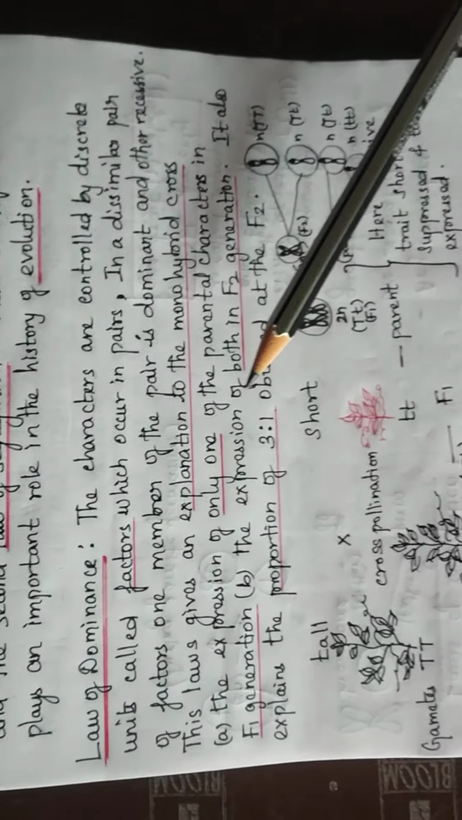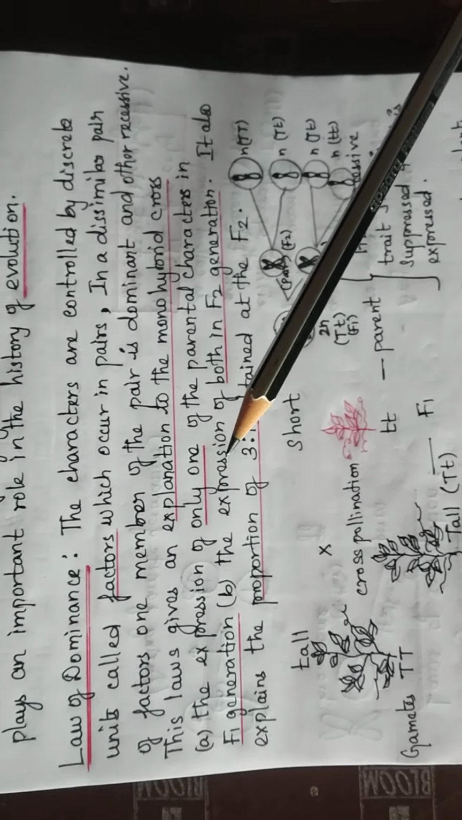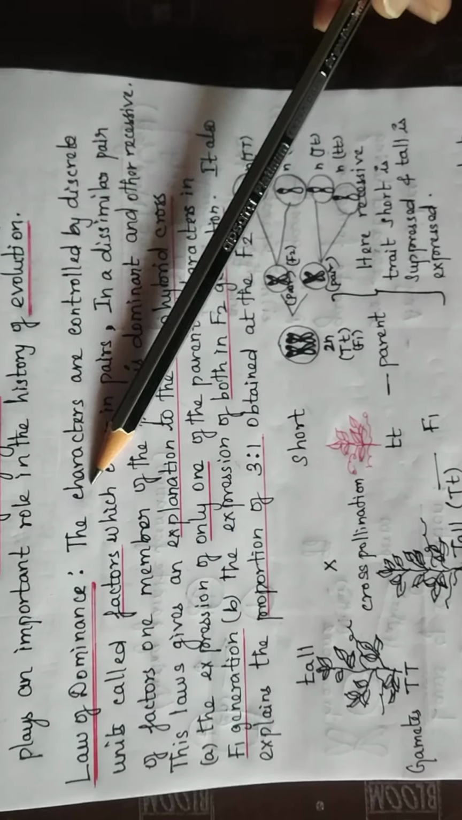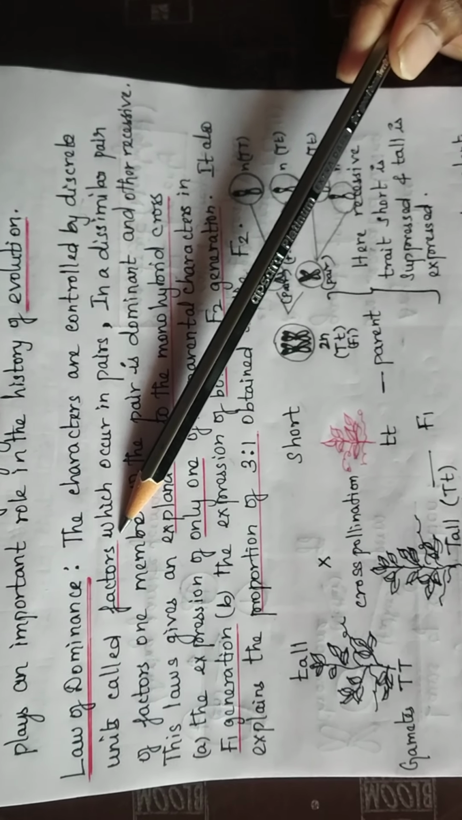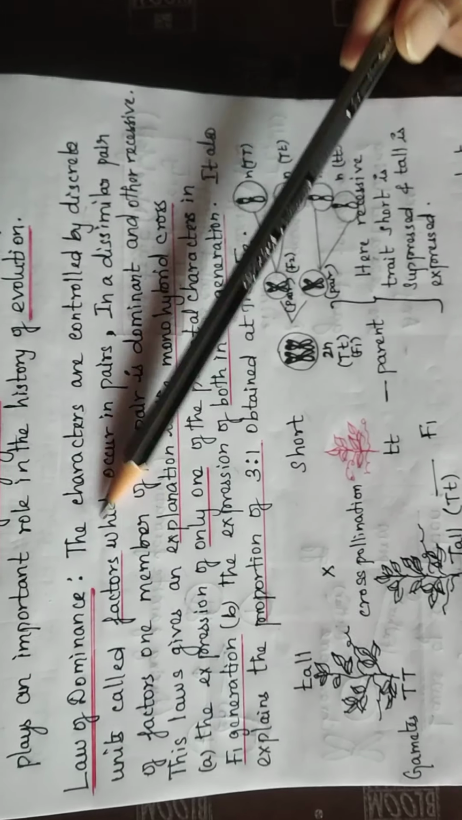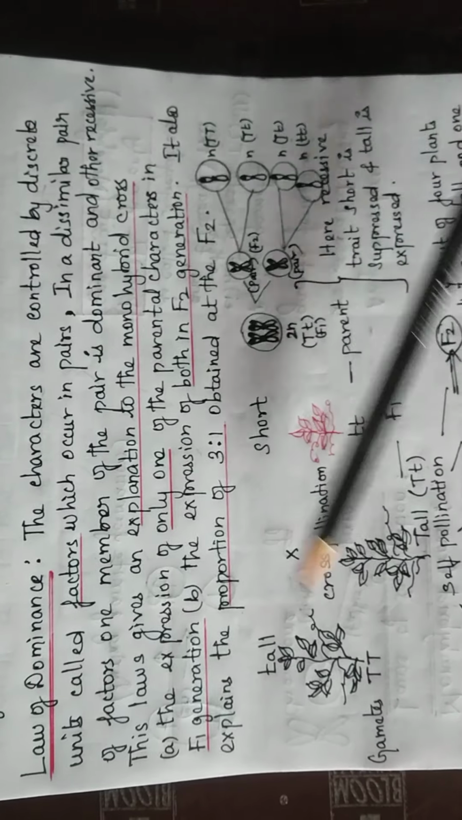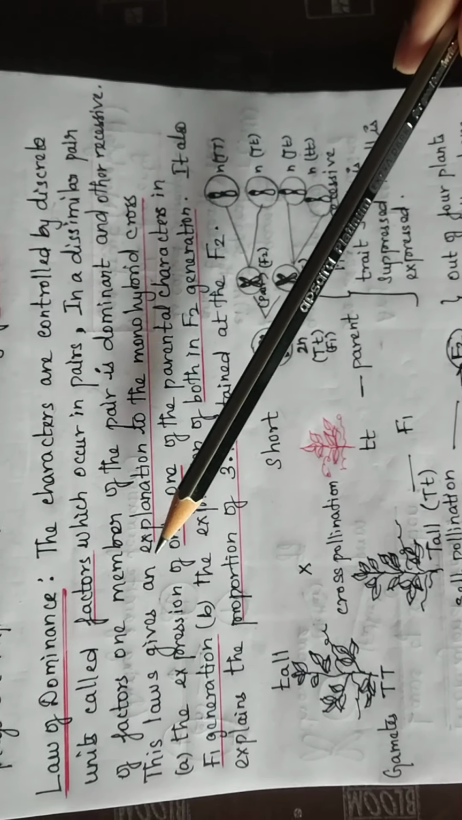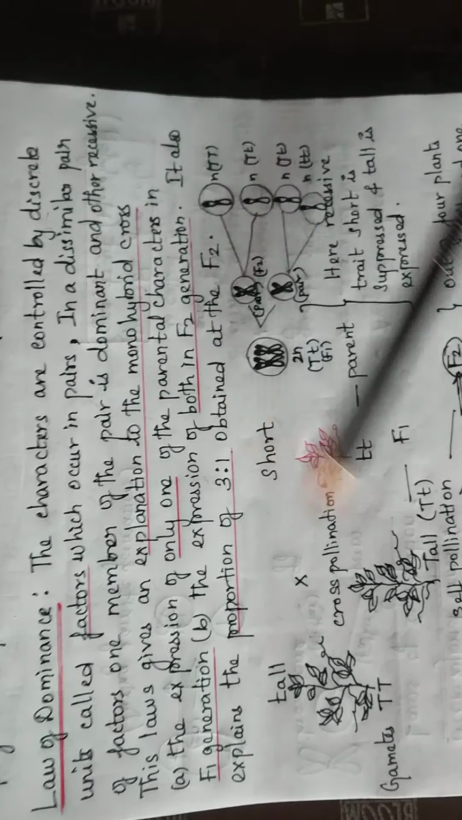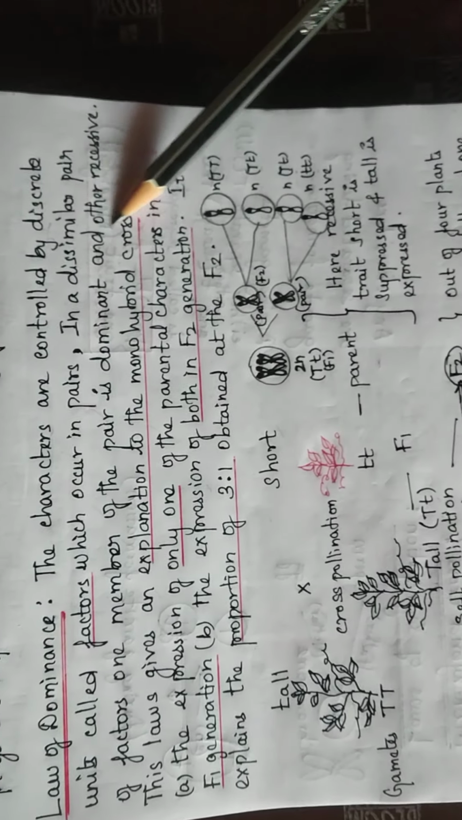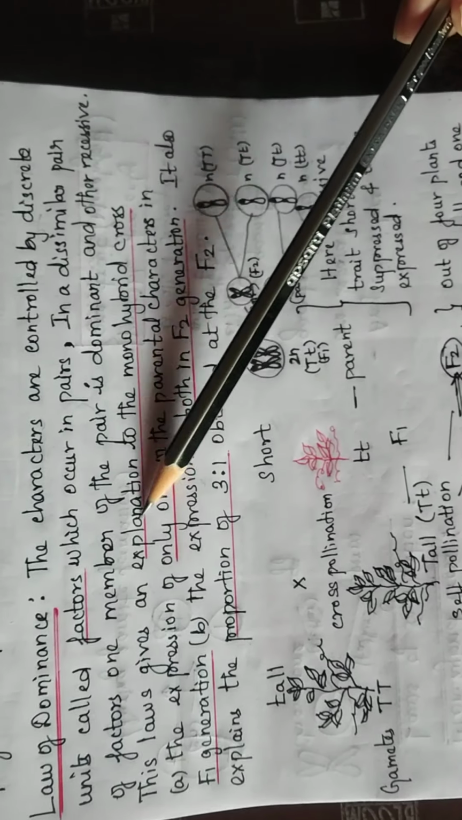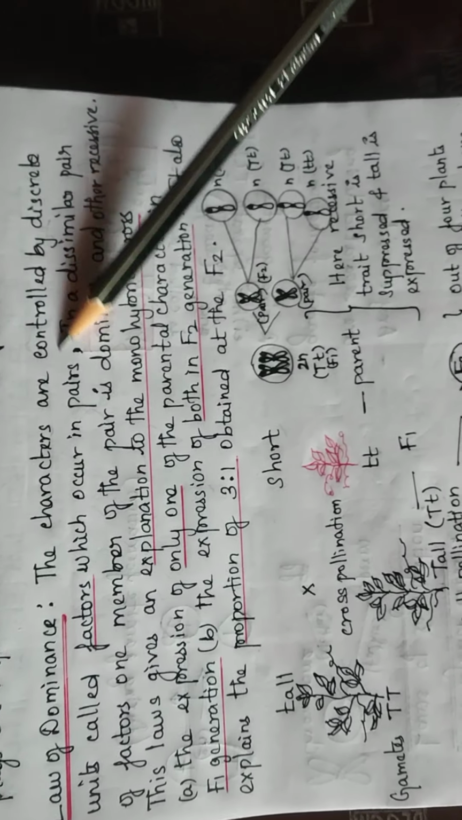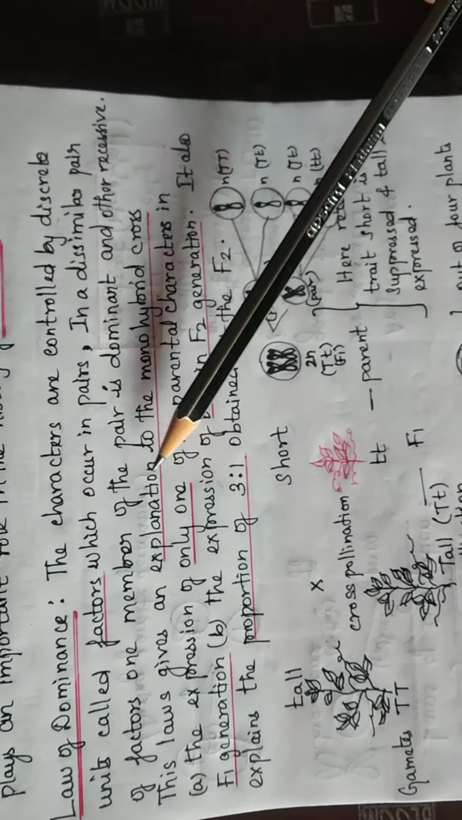So what is the law of dominance? The dominant character which is expressed in offspring is called dominance. The characters are controlled by discrete units called factors. I already told you that is the particulate theory. These occur in pairs, always in pairs, a dissimilar pair of factors. One member of the pair is dominant, that is tall, and the other is recessive, small t. This law gives an explanation to what? The monohybrid cross.